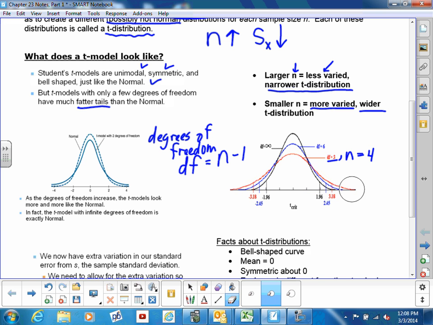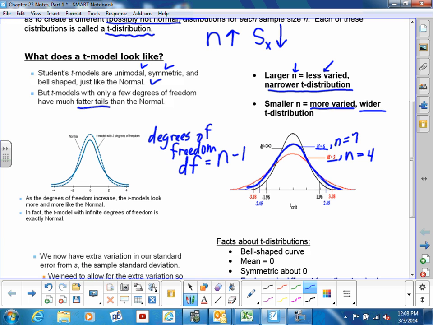Then look at the blue curve that I have here. It has a degrees of freedom of 6, and n would then be 7. Okay. It is starting now to suck in and get more closely clustered around the mean. It is less varied. Okay.